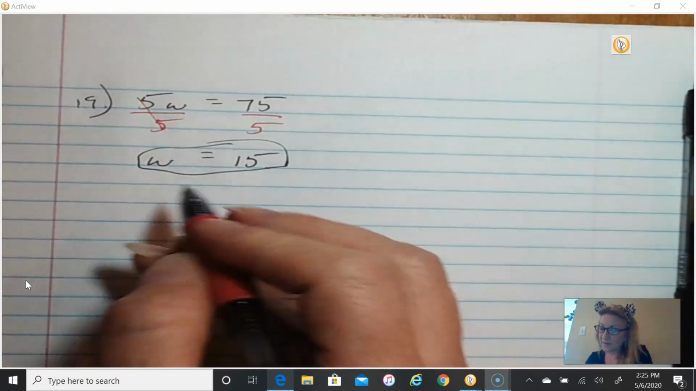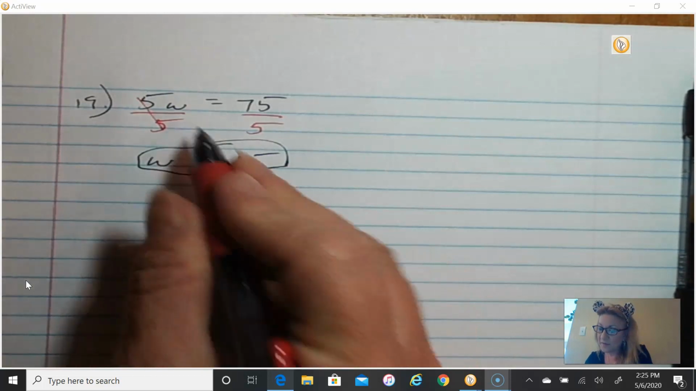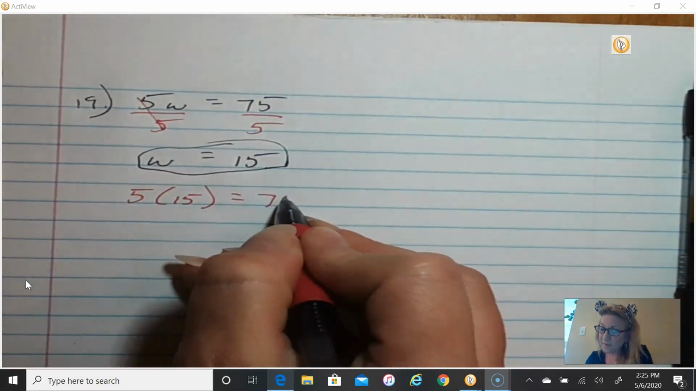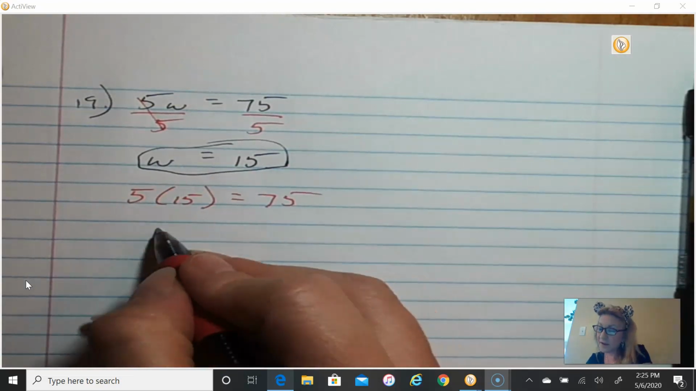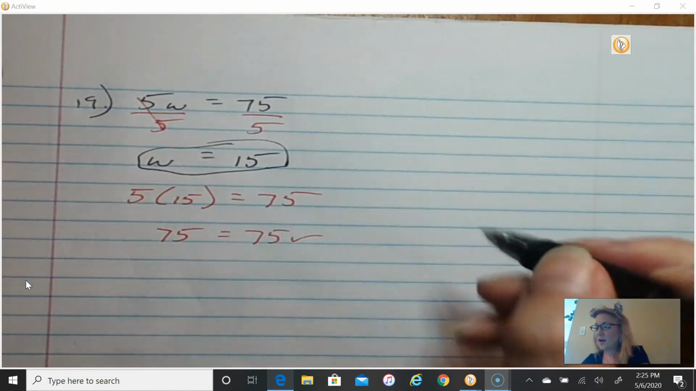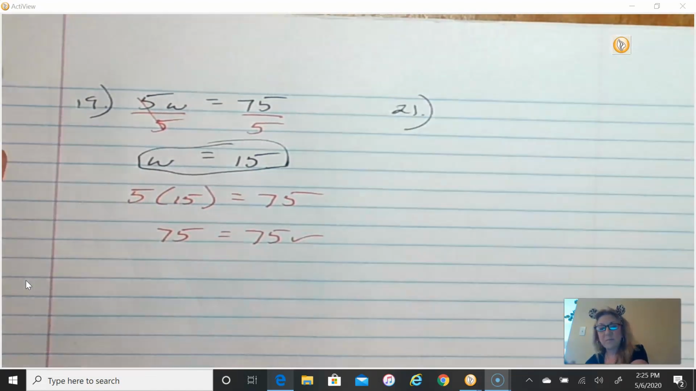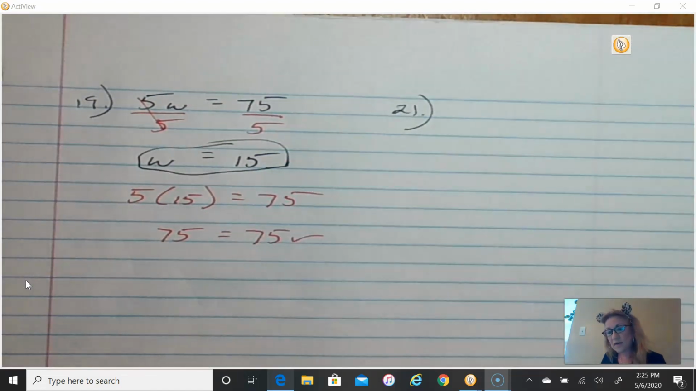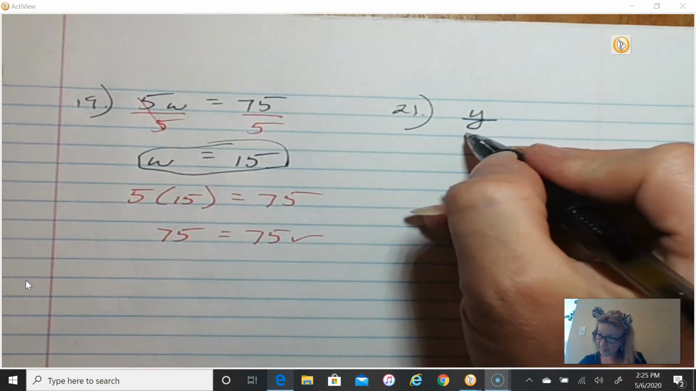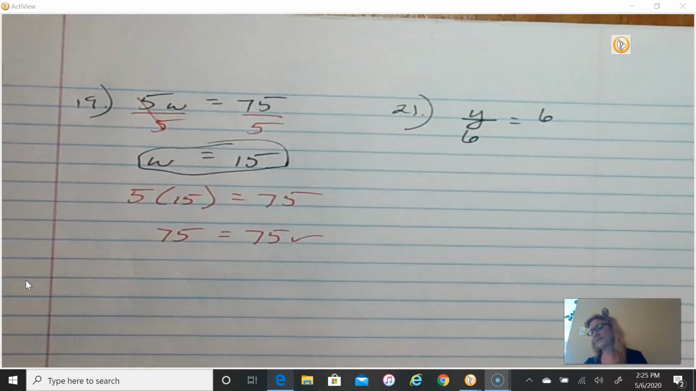Let's go ahead and substitute that 15 in for the w. So 5 times 15 equals 75. 5 times 15 does equal 75. So that checks. All right, last one. Now y'all pause this video, try to do it yourself, and then come back and see if you did it right. So y divided by 6 equals 6.